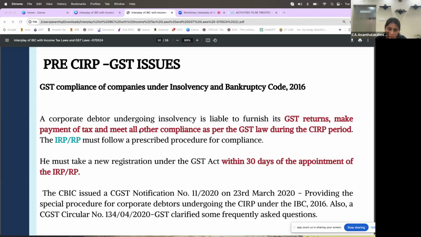There are certain notifications and circulars that have been given with regard to GST. As you people know, a circular is a clarification. Wherever we require some clarification, it will be issued in the form of a circular. Notification, whenever there is a change in the act, in that case notification will be issued. So CGST has notified as well as issued circulars with regard to how to comply with GST in case of companies under the CIRP process.